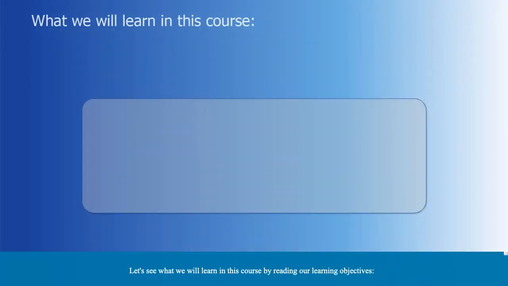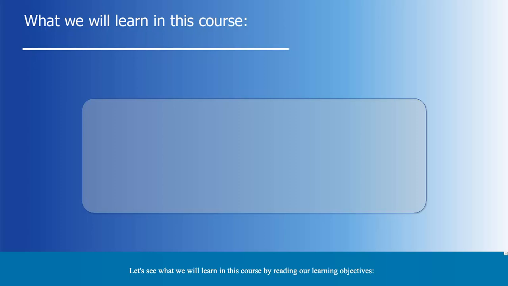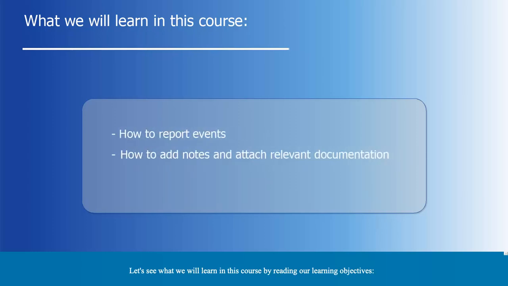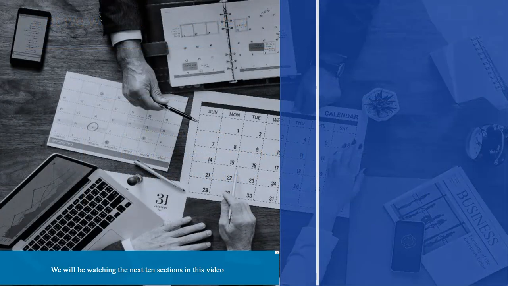Let's see what we will learn in this course by reading our learning objectives. This video walks through the Carrier Collaboration Portal. You will see how you can report events, add notes and attach relevant documentation, and how to insert information notes. We will be watching the next 10 sections in this video.